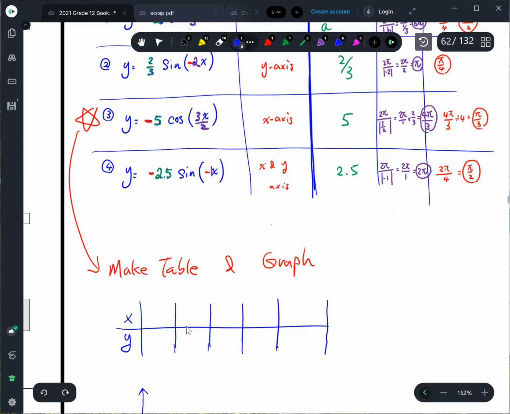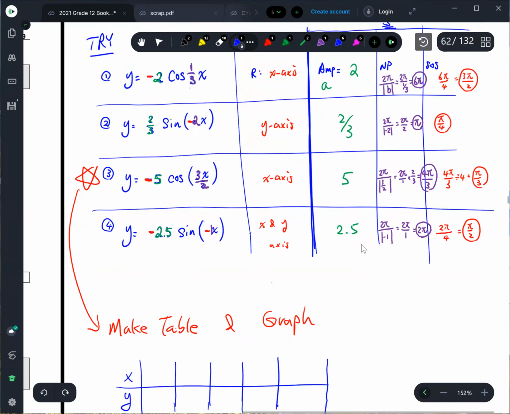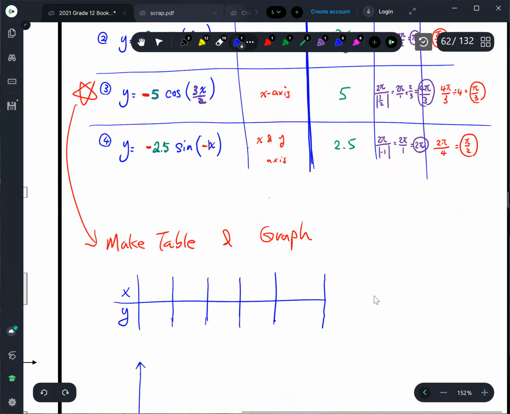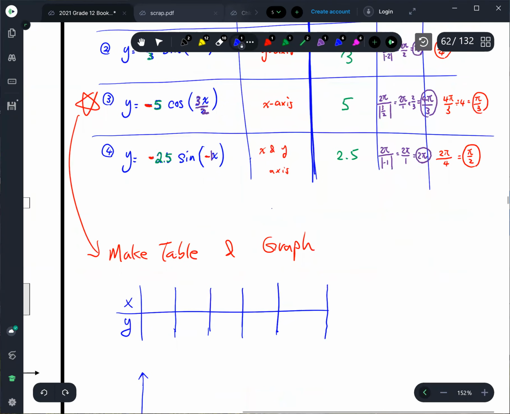Okay, if anyone has questions or still feels confused about how to get the table, let me know. Let's start with the x values. If you are done with the table and graph, please raise your hand.